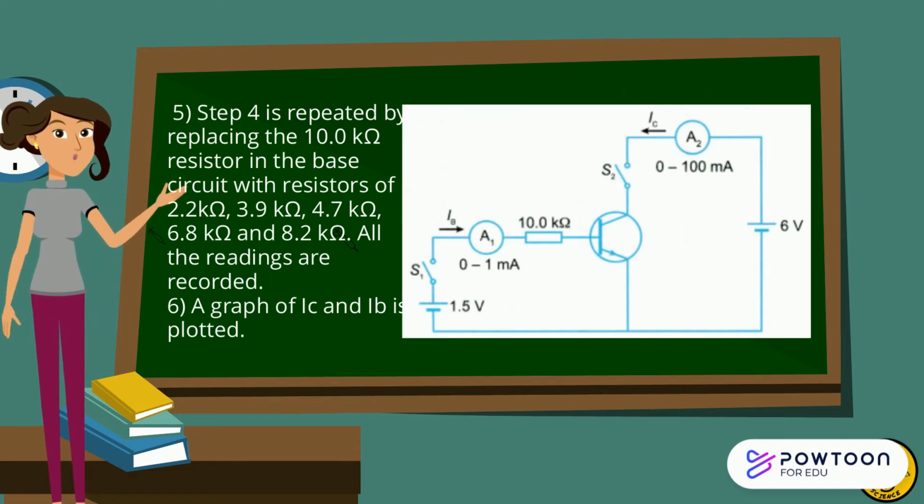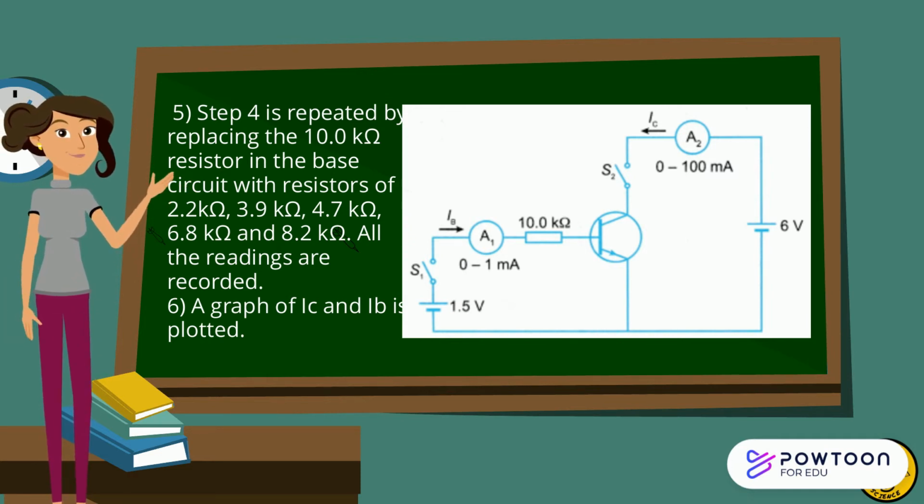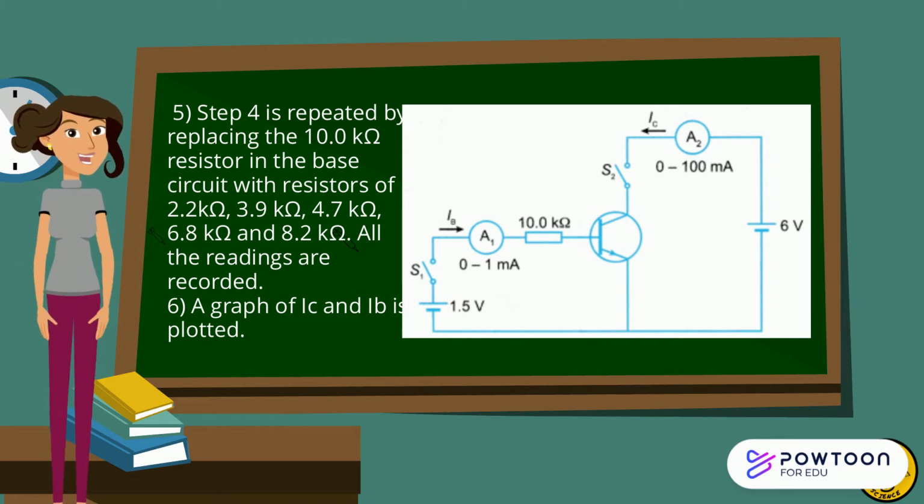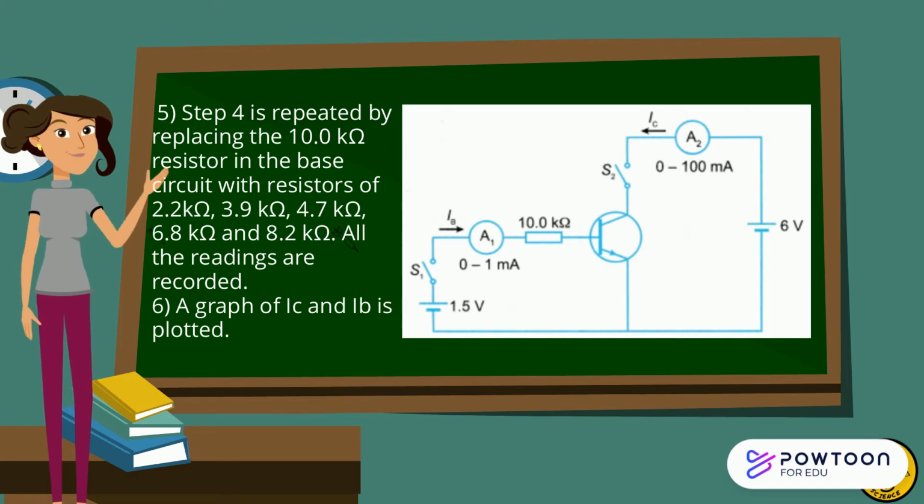Step 4 is repeated by replacing the 10 kΩ resistor in the base circuit with resistors of 2.2 kΩ, 3.9 kΩ, 4.7 kΩ, 6.8 kΩ, and 8.2 kΩ. All the readings are recorded. The graph of IC against IB is plotted.